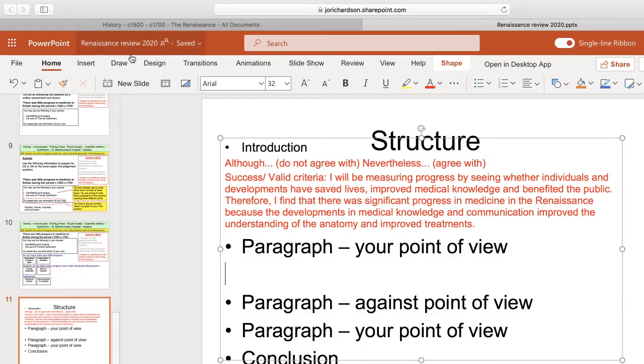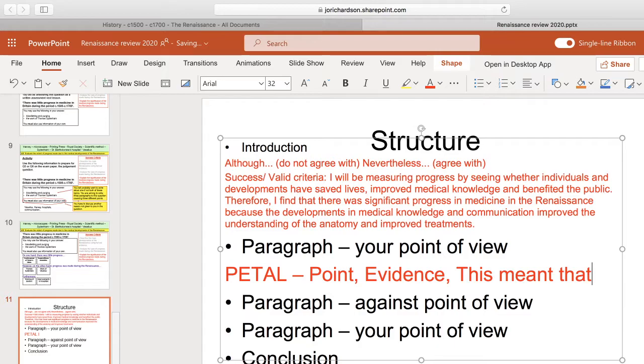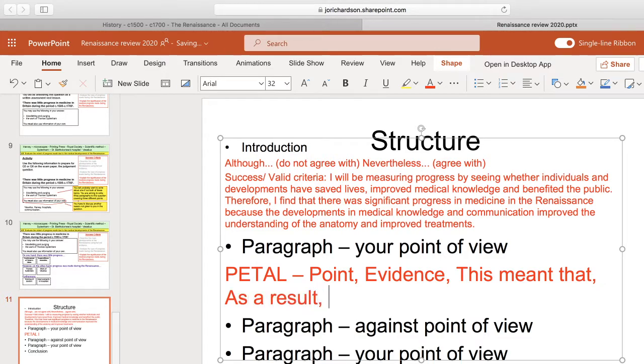that the structure that we are using is PETAL. Now you should know what PETAL stands for. This is for all three, so if you don't, that is point, evidence, this meant that, as a result, and then your link. Now, in your as a result, that's where I would like you to refer to criteria, okay?